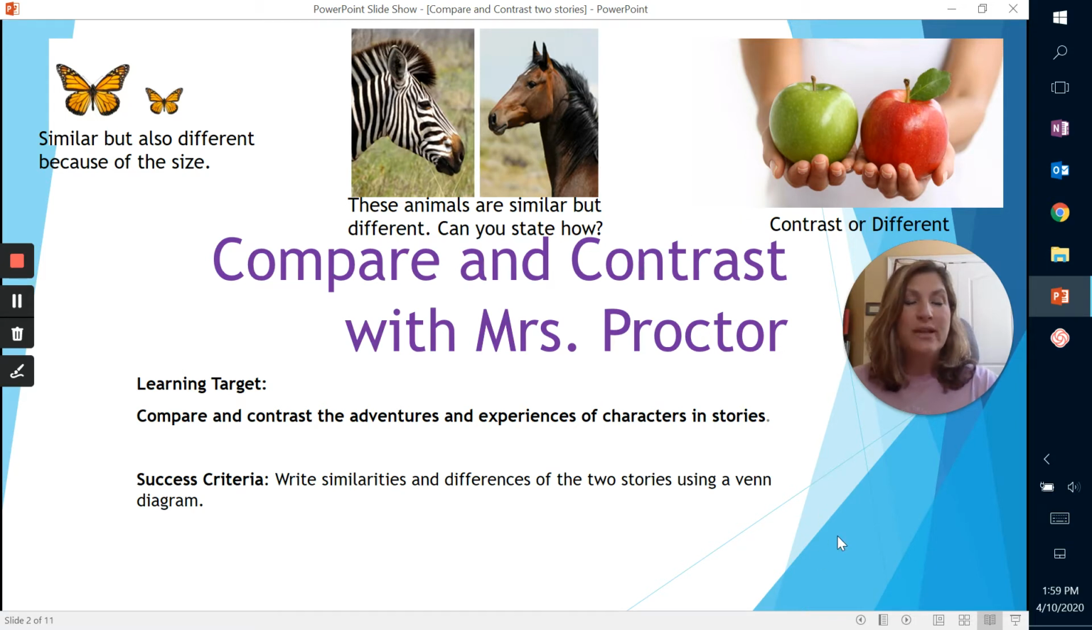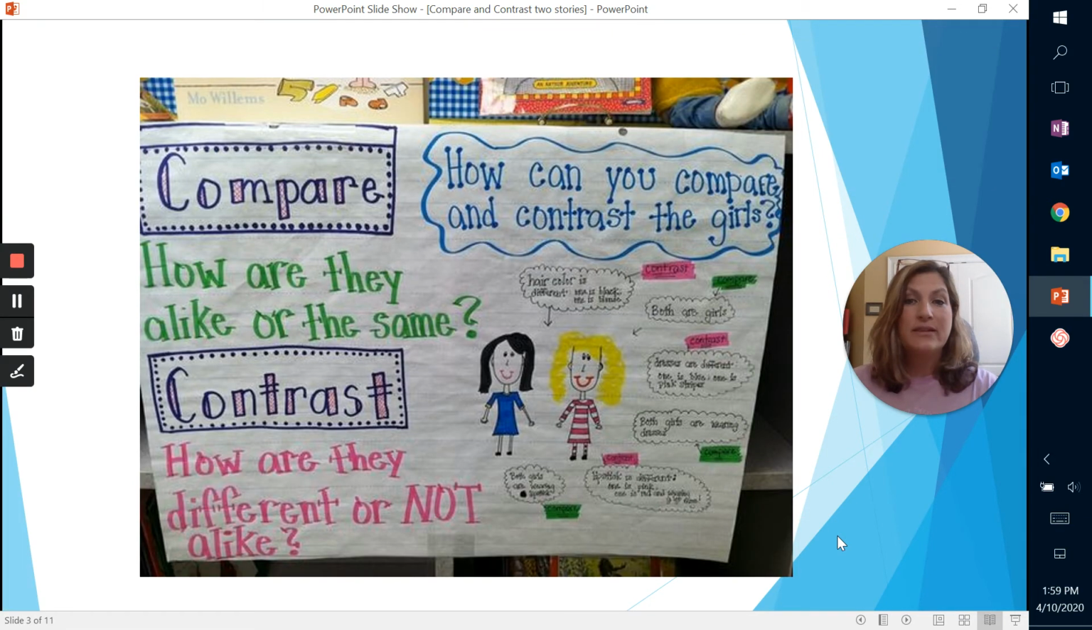All right, so let's go ahead and figure out how we're going to compare and contrast these two stories. Now, remember, when you compare something, you state how they are alike or the same. And when you contrast, you're going to state how they are different or not alike.